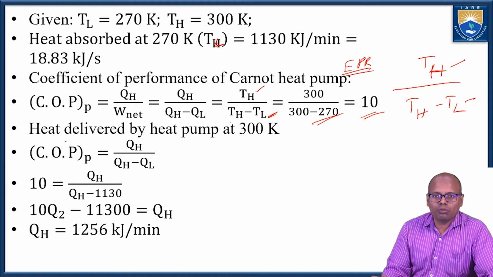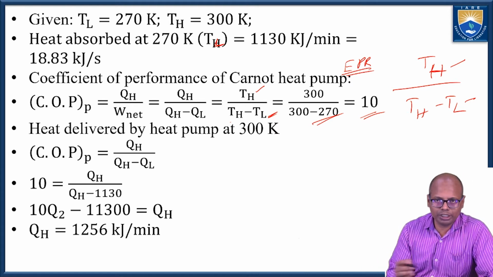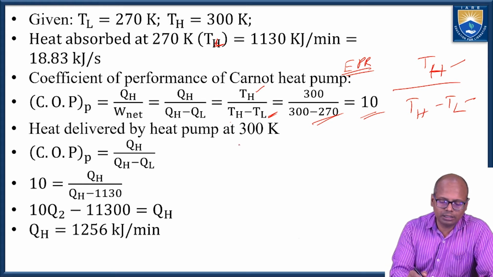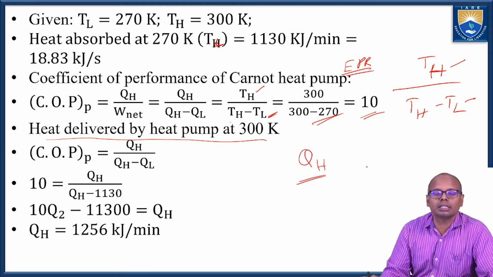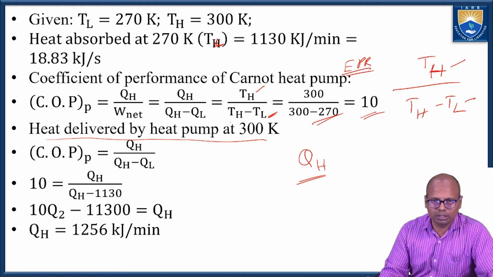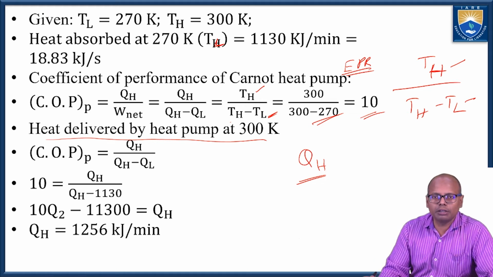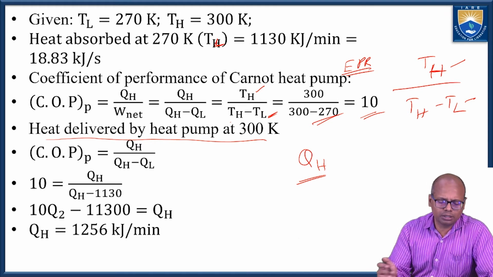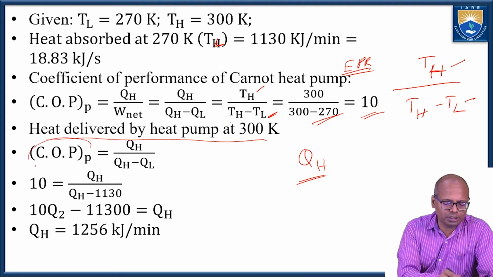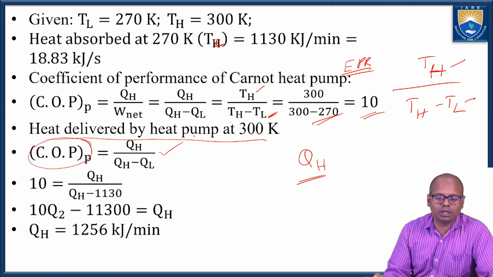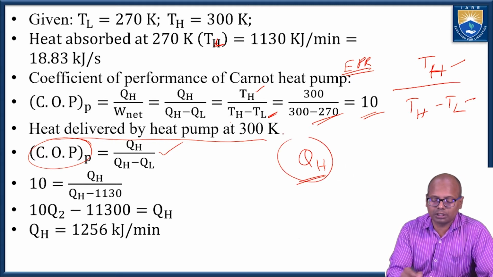So EPR, energy performance ratio, or COP, coefficient of performance, both are the same. Now that is the third bit. What is the fourth bit? He is asking what is the heat delivered. So what is QH, the heat supplied to the hot reservoir? How to get that? If I know what is the COP, I can substitute in this formula and tell what is the heat supplied to the hot reservoir.